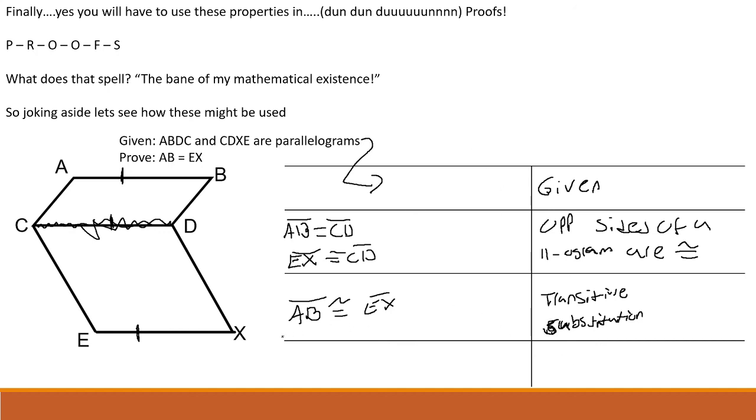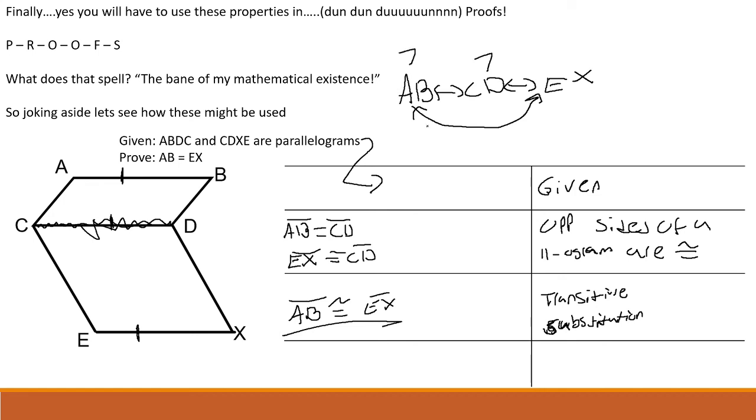And again, the way you can visualize this step is to think about it like a chain. So AB leads to CD, and CD leads to EX. If AB and CD are connected, and CD and EX are connected, that means that these two have to be connected to each other, because CD is basically the middleman. So if CD was, say, 7 meters, AB is the same as CD, so it also has to be 7 meters. And EX is the same as CD, so it also has to be 7 meters, which means that AB and EX are going to be the same as well. That's what transitive and substitution is: you have a link here, and then you connect the ends of that chain.